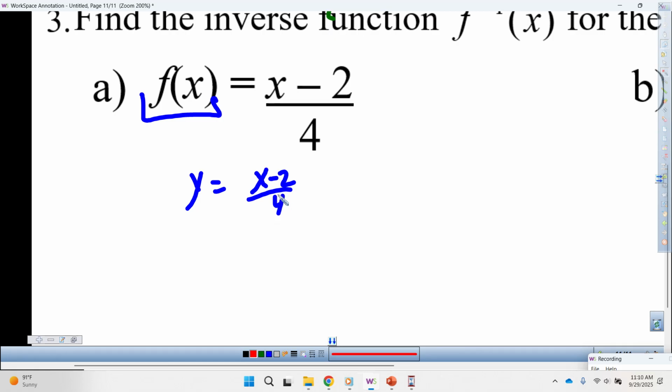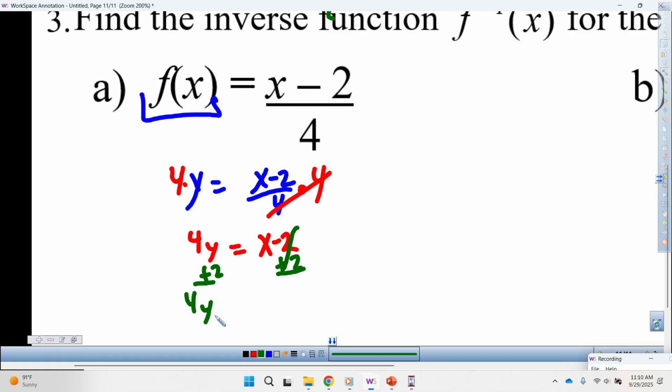Dividing. So what is the opposite? Multiply times 4 both sides. So we end up with 4y equals x minus 2. We still need to leave x by itself. So what do we do? Plus 2, plus 2. We end up with 4y plus 2 equals x.